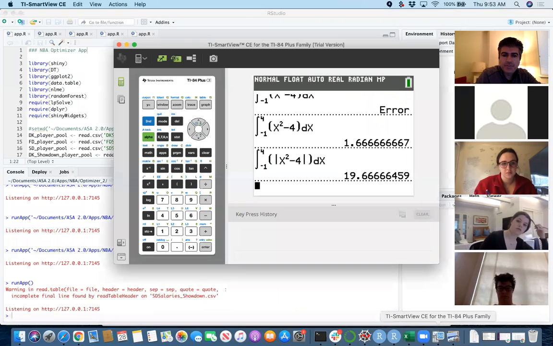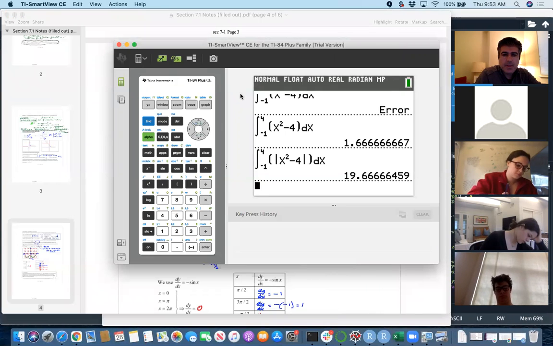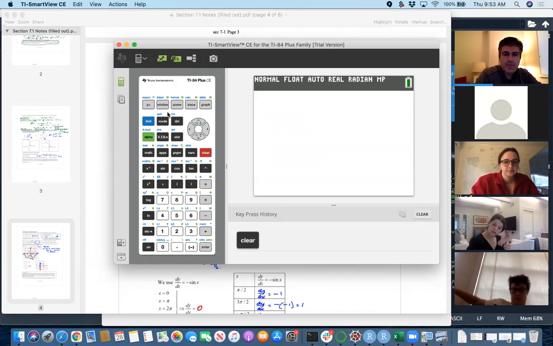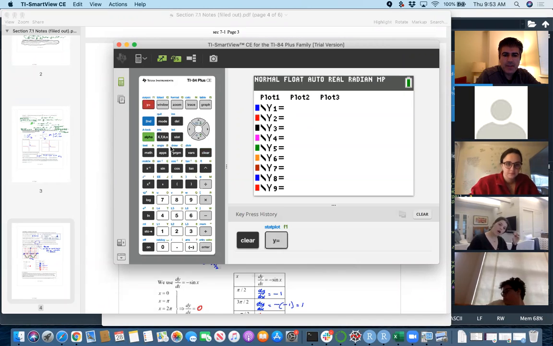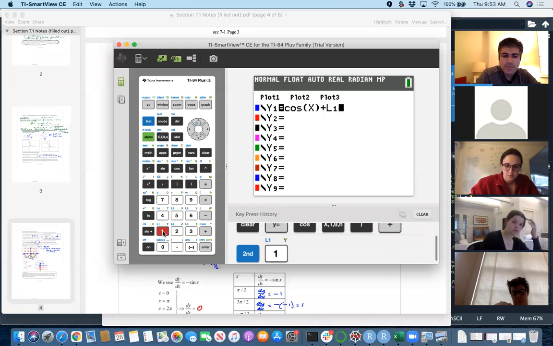Let me minimize that. Okay, let me clear this. So how am I going to do this as a calculator demo? Well, first off, you go to y1 and you type cosine x plus, and then to access L1, hit the second button. Notice all the buttons I'm pressing are right here. Hit the second button and then hit the left parentheses, I think. No, hit the number 1 right here. There we go. Hit the second and the 1, that's where L1 is located.